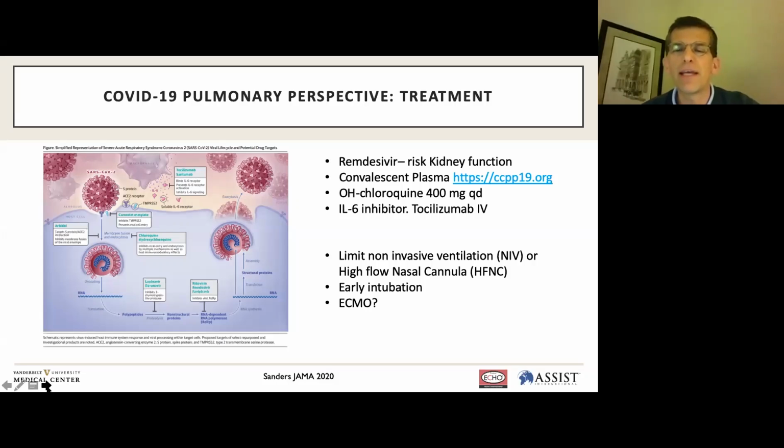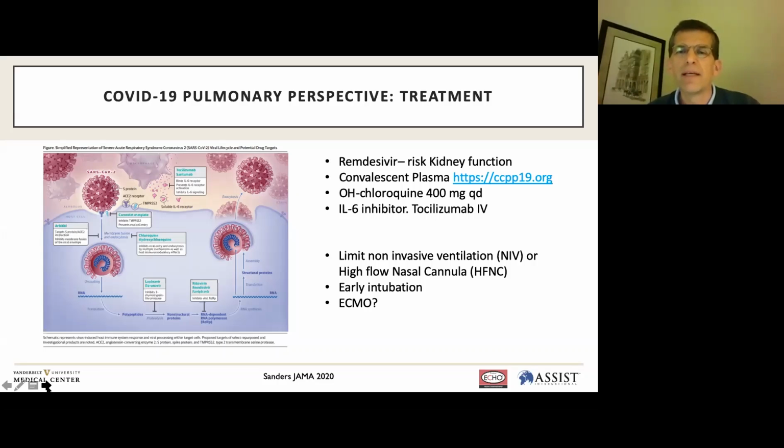Now, what do we really have available at the moment? We've been talking extensively about hydroxychloroquine, which eventually inhibits some viral entry and endocytosis. Is there definitive data to support its use? Not as of yet. How about remdesivir? Remdesivir is a small molecule inhibitor that eventually prevents viral entry as well. This drug is also being actively investigated worldwide. There are risks associated with kidney function, but there seem to be some promising data coming out.